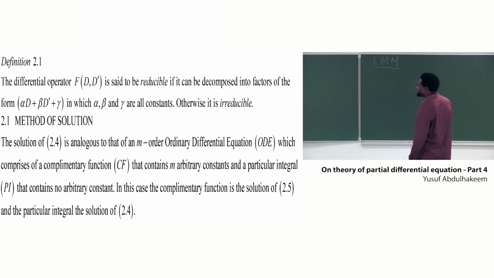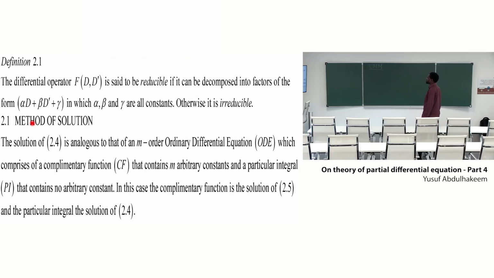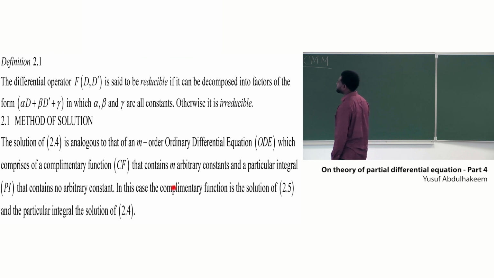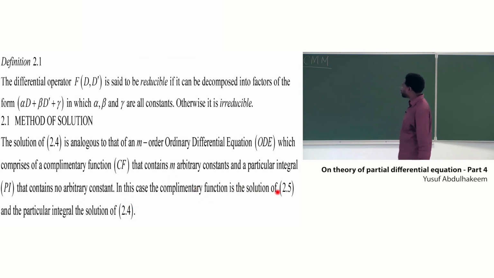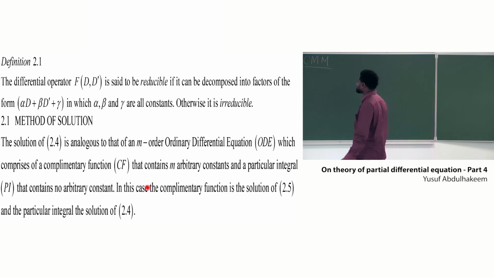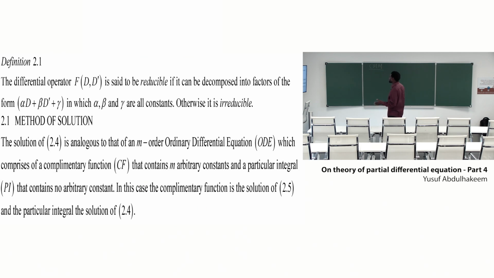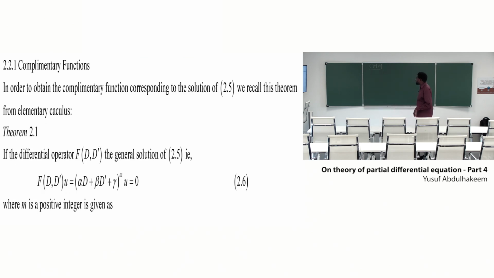So, method of solution. The solution of 2.4 is analogous to that of an m-th order ordinary differential equation, which comprises a complementary function that contains m arbitrary constants and a particular integral (PI) that contains no arbitrary constant. So in this case, the complementary function is the solution of 2.5. That is, by the time you solve the homogeneous part of the differential equation, you obtain the complementary function. Then you solve the inhomogeneous part of the differential equation so that we can obtain the particular integral.